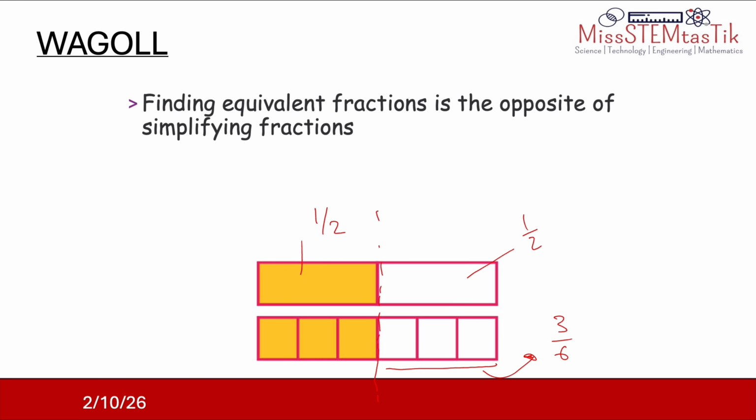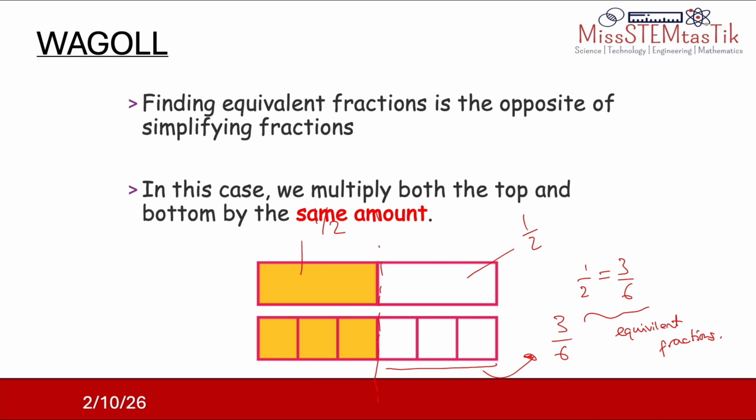And if you just visually look at those bar models, you can tell straight away that half of each one is shaded. So therefore, a half is equivalent to 3 over 6. And one of the ways that we can find equivalent fractions without a pictorial diagram is that the numerator and the denominator are multiplied by the same amount. So 1 times 3 is 3, 2 times 3 is also 6. So that's one way of finding equivalent fractions.